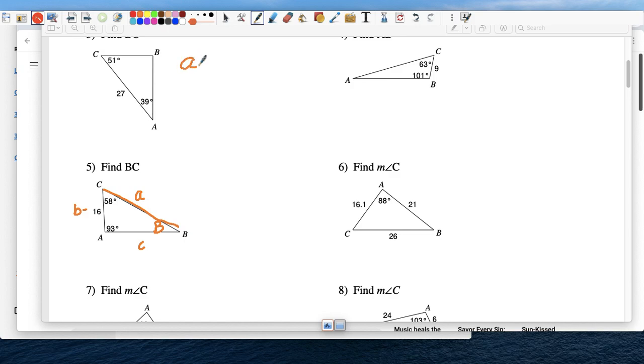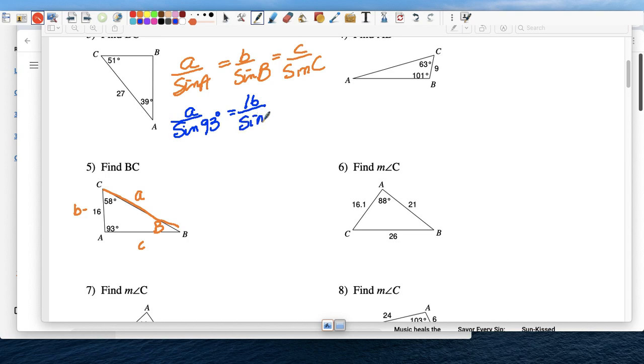Set your proportion, and I'm only going to write this once. Little a over sine of A equals little b over sine of B equals side c over sine of angle C. Let's substitute. Little a, I don't know, leave it alone. Sine of angle A, I do know, it's 93. Little b, I do know, is 16. Angle B, I don't know, so I'm going to leave it like that. And then C is little c over sine of angle 58.